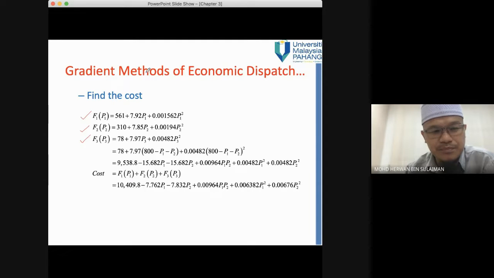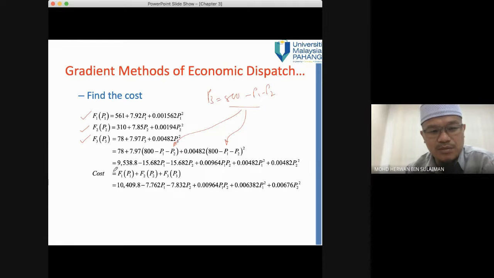So this value. And then for F3, because it's dependent, you just put everything of P3, because our P3 equals to 800 tolak P1 tolak P2 kan. So you just put this value into P3. And then this one, you need to square. So square kan, you square and then you rearrange back. So you get the quadratic there. So you get 9,538.8 minus 15.8682 P1, P2, this one P1, P2, this one P1 square, P2 square.